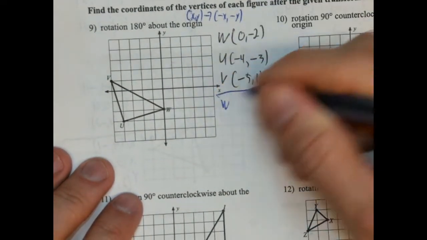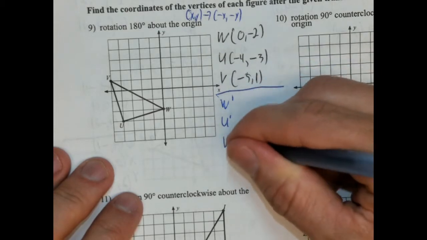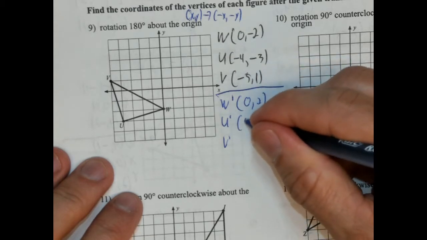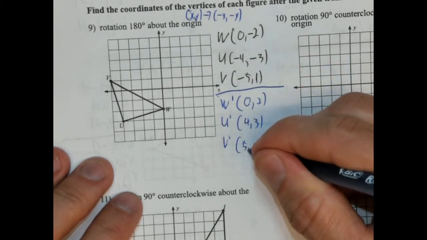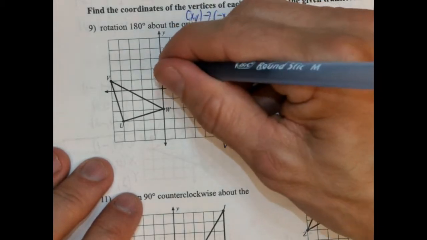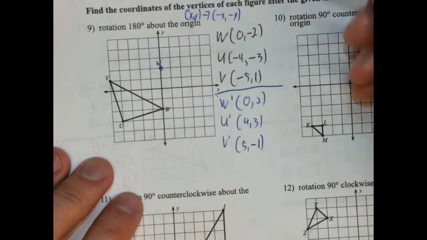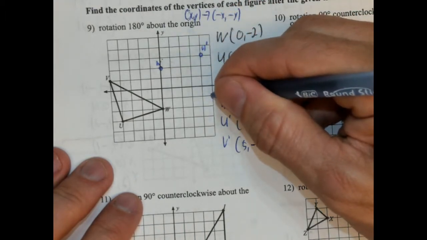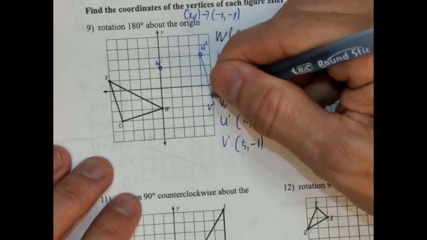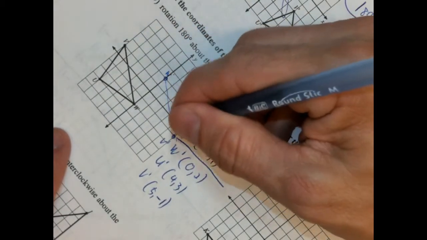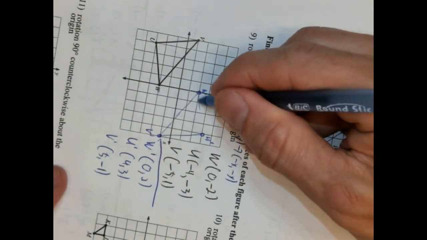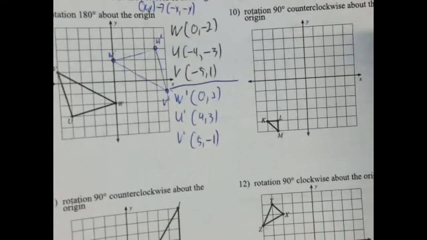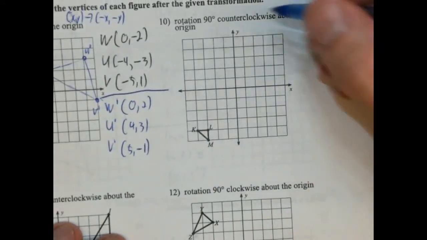So W prime, U prime, and V prime. So we simply just change their signs. So 0, +2, 4, 3, and 5, -1. Let's graph those. So 0, 2 is here. That's W prime. 4, 3 is here. It's U prime. 5, -1 is V prime. Yep, and that sure looks like 180 degrees. Cool. All right.